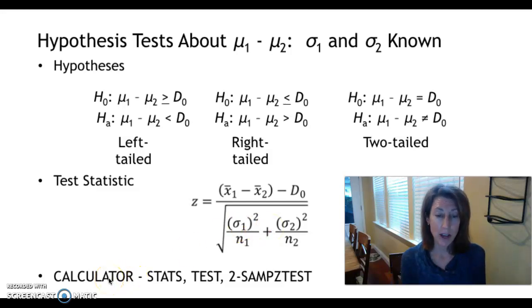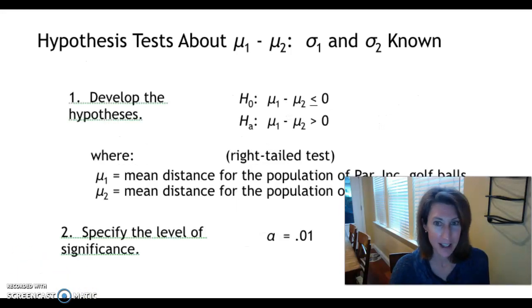We can now go to the calculator and go to stats, test, and do a 2-sample z-test. And we're just going to input all the different things, the population standard deviations, the sample mean, the sample size. Calculator will do it for us. All right, let's do it.